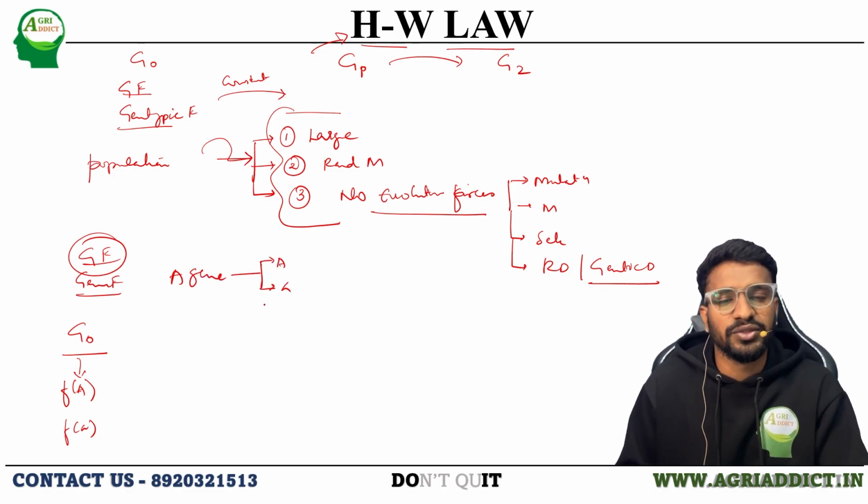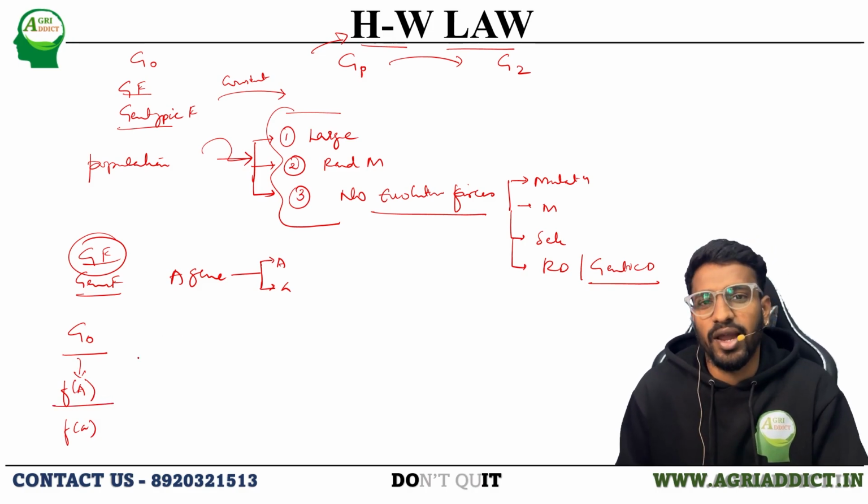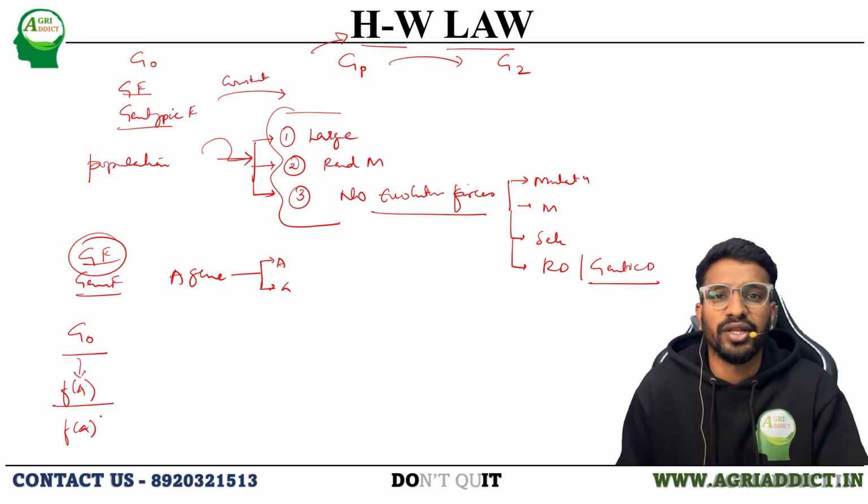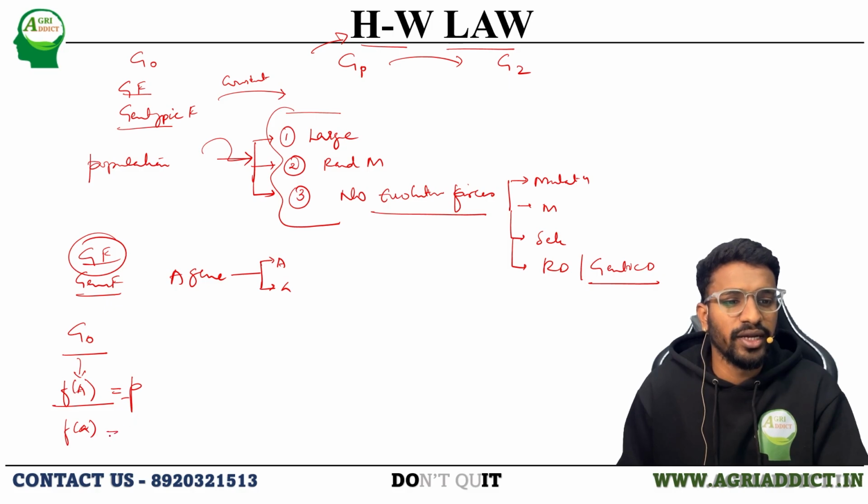So when it has two different alleles, we can calculate the frequency of capital A and small a if we have the total number of individuals in the population. Whatever might be the value of f of A, let us take it as p, and it is q.